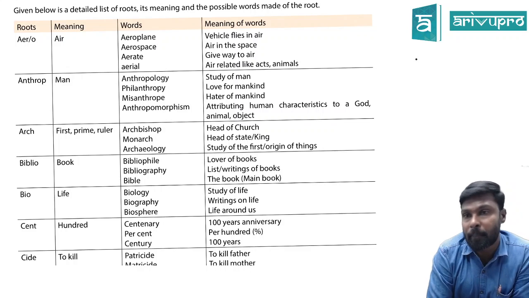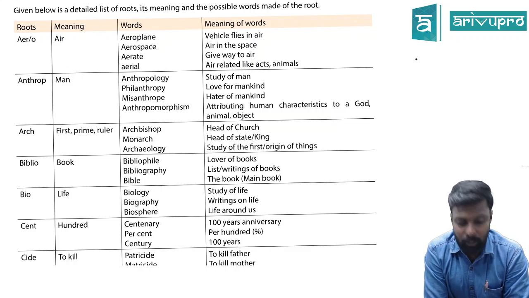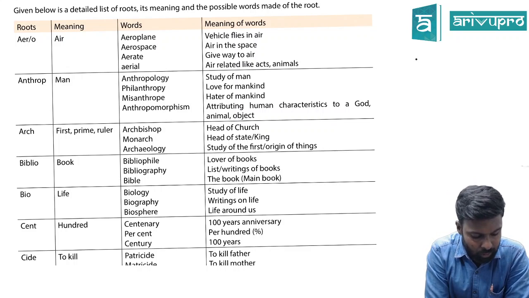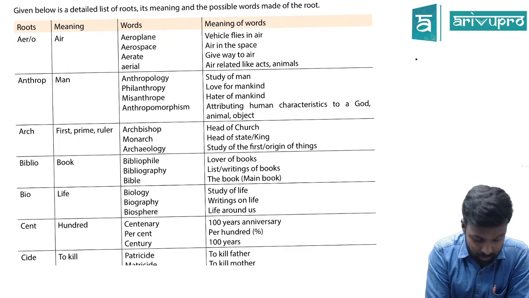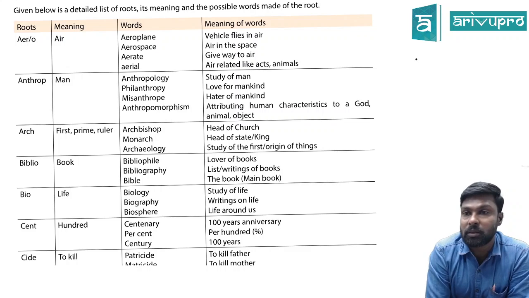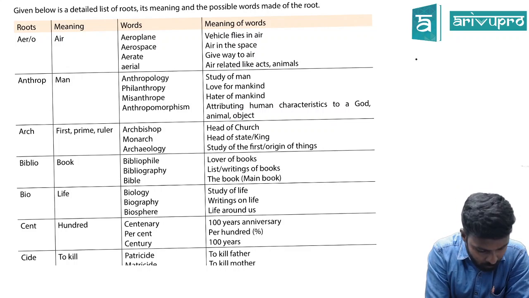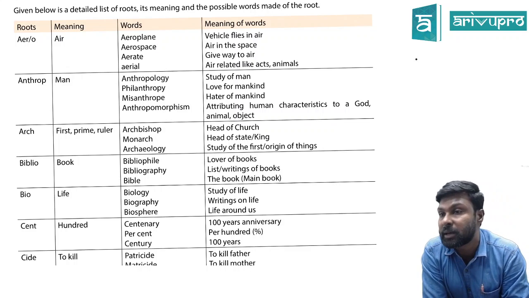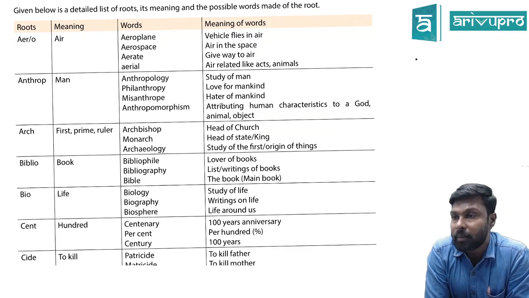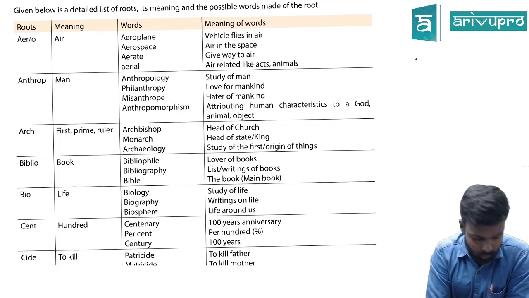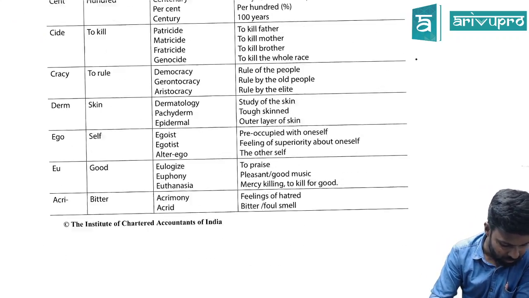So anthrop means man. Anthropology is the study of man. Philanthropy means love of mankind. Misanthrope means anyone who has hatred towards mankind. And anthropomorphism means attributing human characteristics to a god or animal or object. So likewise, there are so many such things.